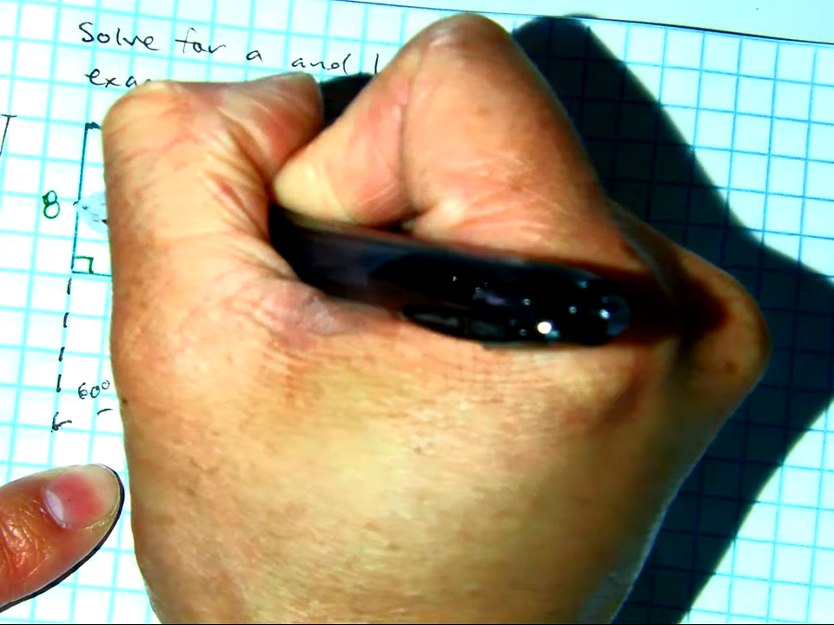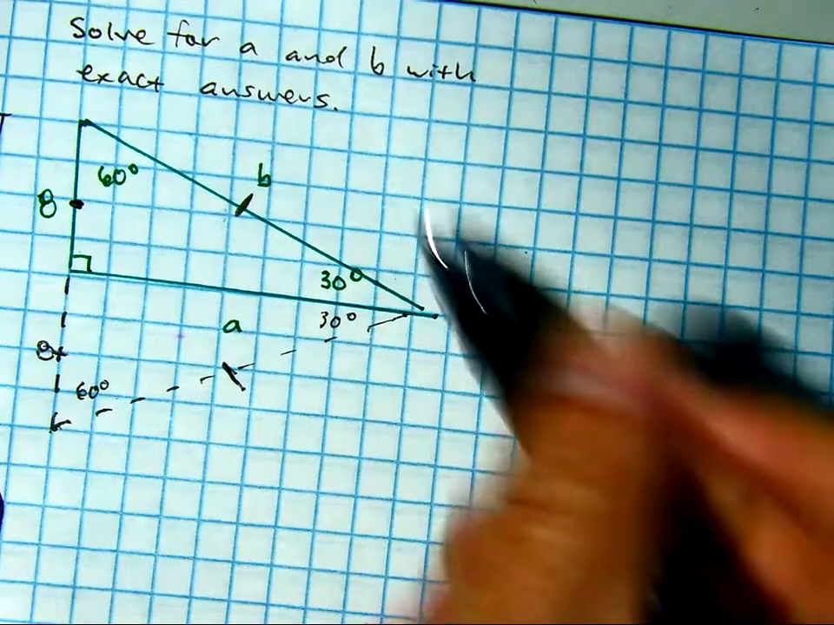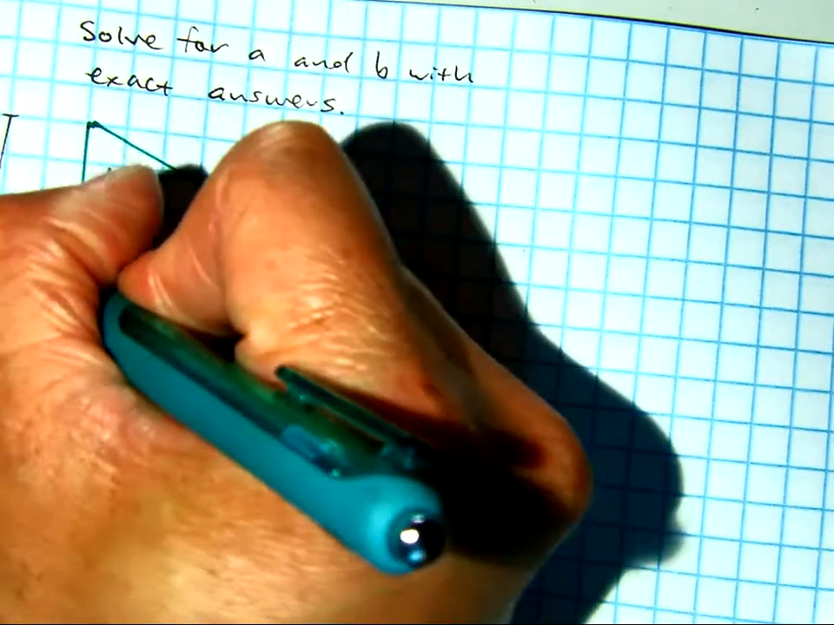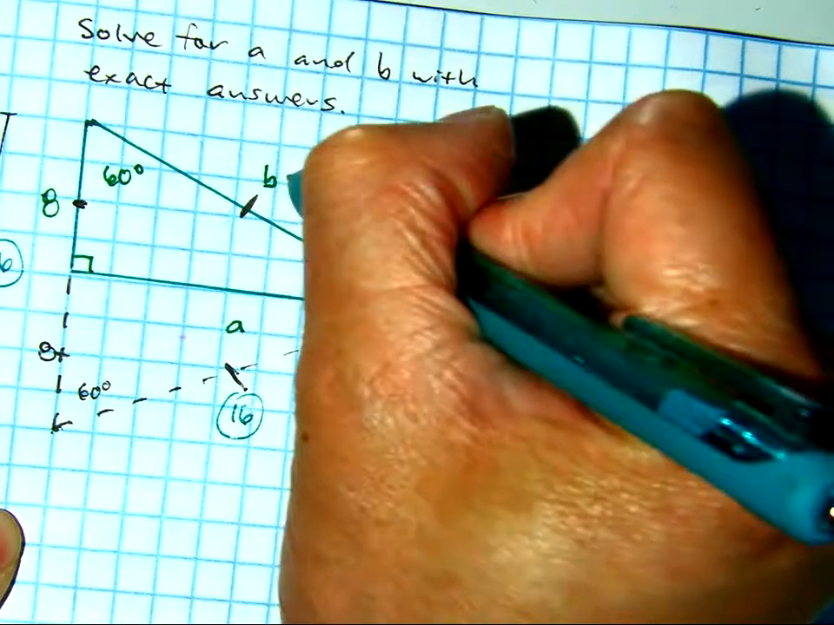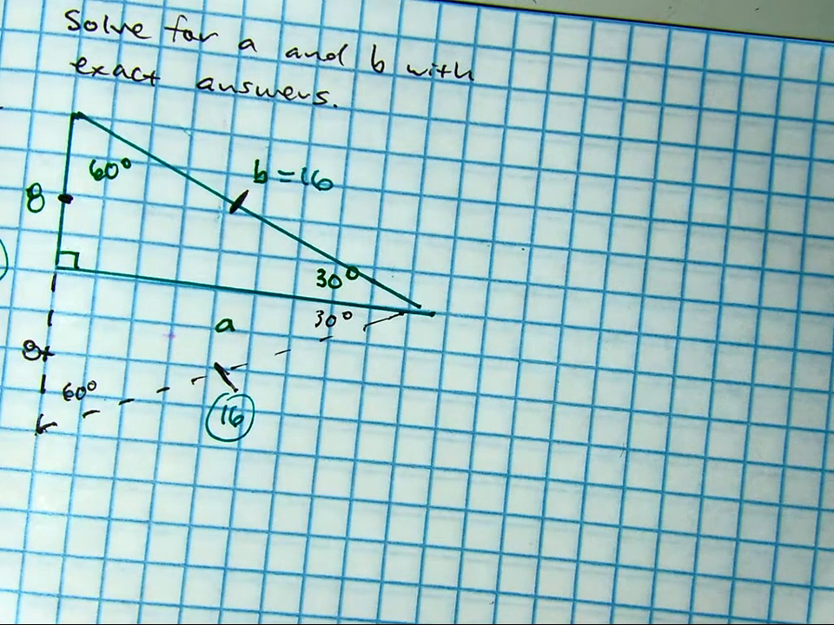So the whole side length is how much? 16. If this is 16, this is 16, therefore B is equal to 16. Raise your hand if you got 16. Yay. Okay, how do we solve for A now?